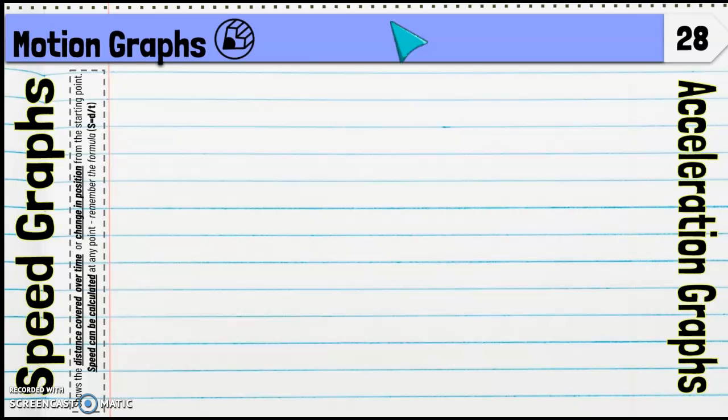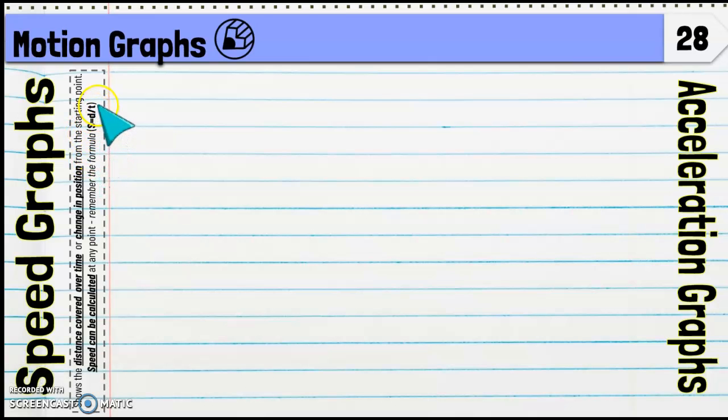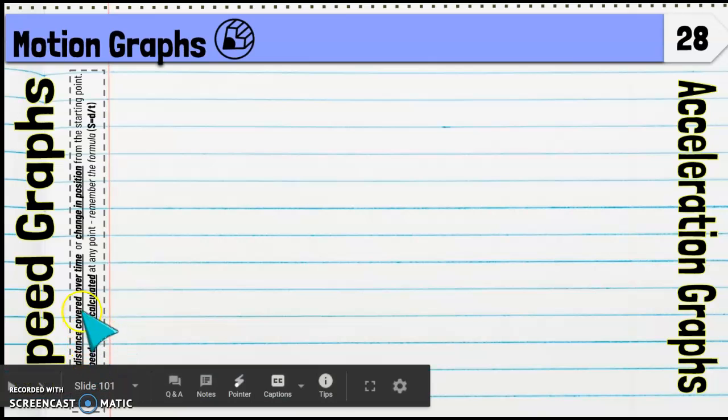A speed graph shows the distance covered over time. So along the y-axis, we have the distance, and on the x-axis, we have time, or a change in position from the starting point. So the starting point would be the origin, so 0, 0 on the graph. On speed graphs, speed can be calculated at any point, because remember the formula tells us speed equals distance over time. And both of those are given to us on a speed graph.